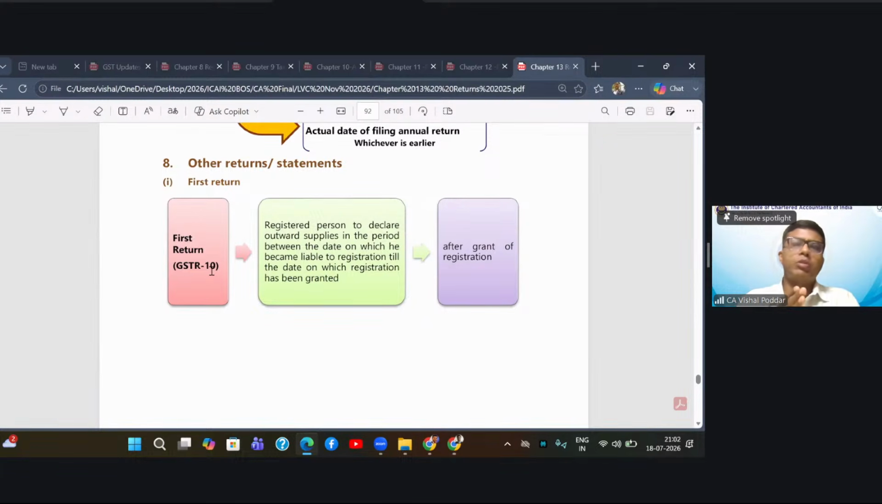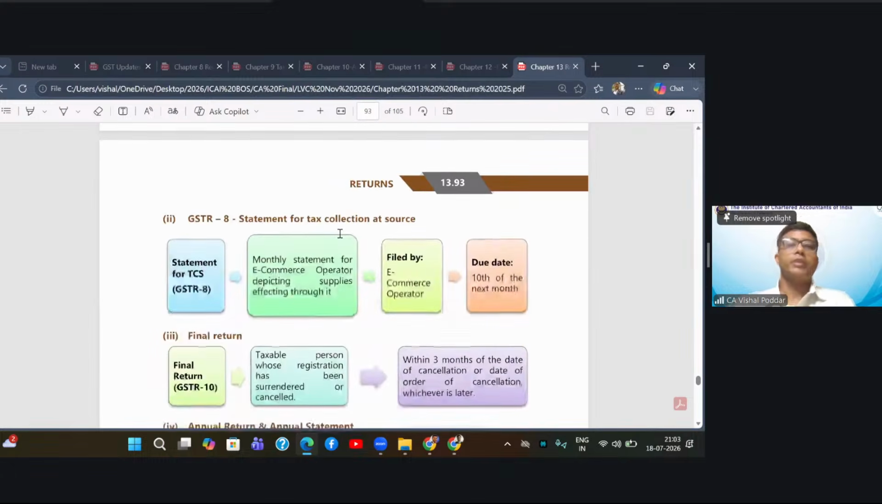Today I was liable to register, but I got the number on 25th of September. For this period, I have not filed any return, because I did not have a number. So how will I file? I will file my first return after 25th of November only, which will cover all my liabilities from 18th of July till the end of September. So I got my registration on 25th of September, but I was liable from 18th of July. From 18th of July till the September month end, I will file one return, which is my first return, and it will cover more than 1 month's liability.